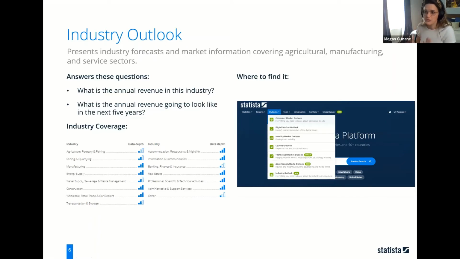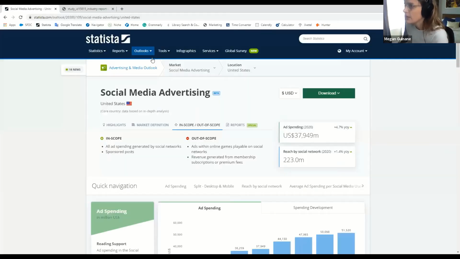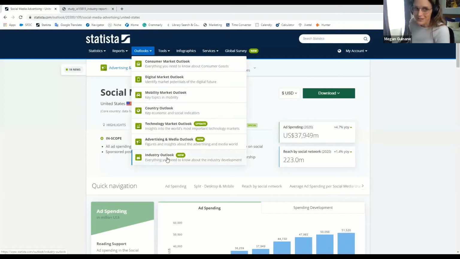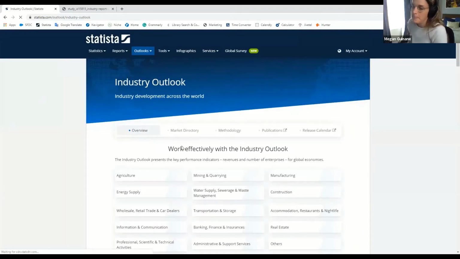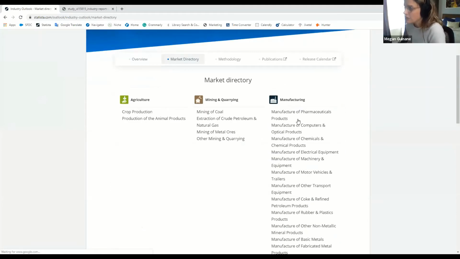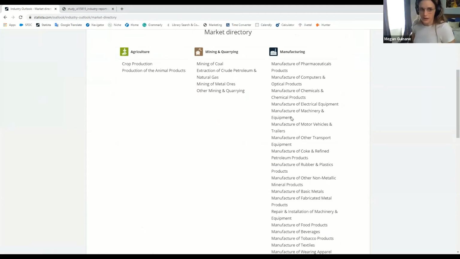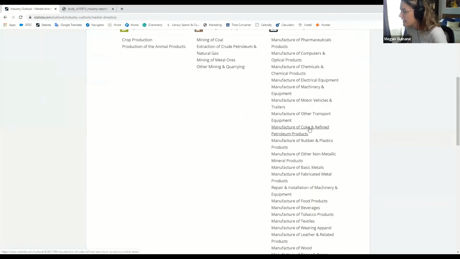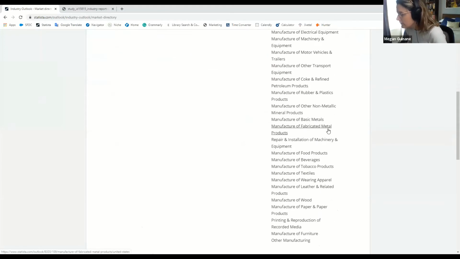So this is new, so there are not too many industries. We're going to be adding them, but I did want to show you in particular the manufacturing. So let's go back. And that is right over here, the industry outlook. I'm going to go into the market directory, and under manufacturing, because we were talking about apparel, the manufacture of wearing apparel. Here we go.